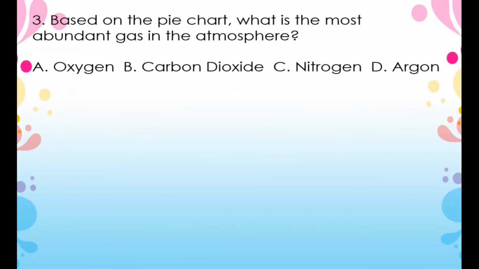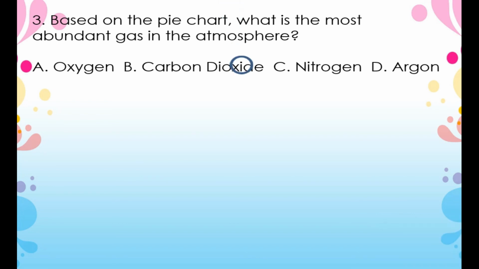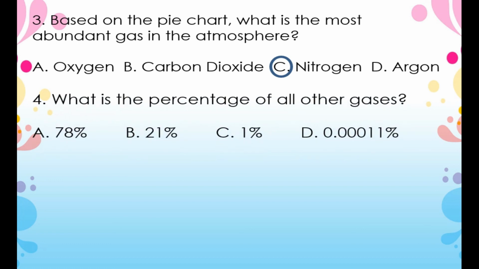Number 3. Based on the pie chart, what is the most abundant gas in the atmosphere? A. Oxygen, B. Carbon dioxide, C. Nitrogen, D. Argon. And the correct answer is letter C, nitrogen.